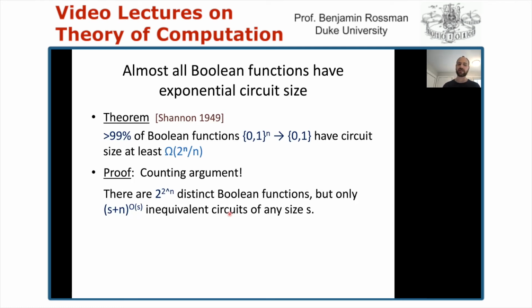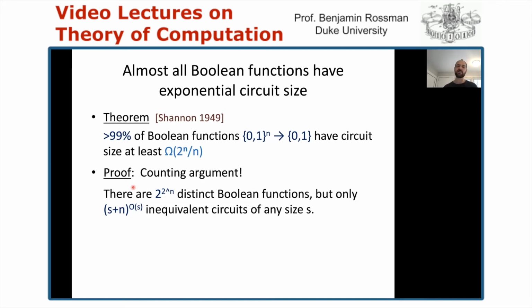So on the one hand, there are 2 to the 2 to the n distinct Boolean functions. And to see this, note that there are 2 to the n points in the Hamming cube. And to specify a Boolean function, for each of those points in the hypercube, you're assigning it 0 or 1. So there are exactly 2 to the 2 to the n distinct Boolean functions.